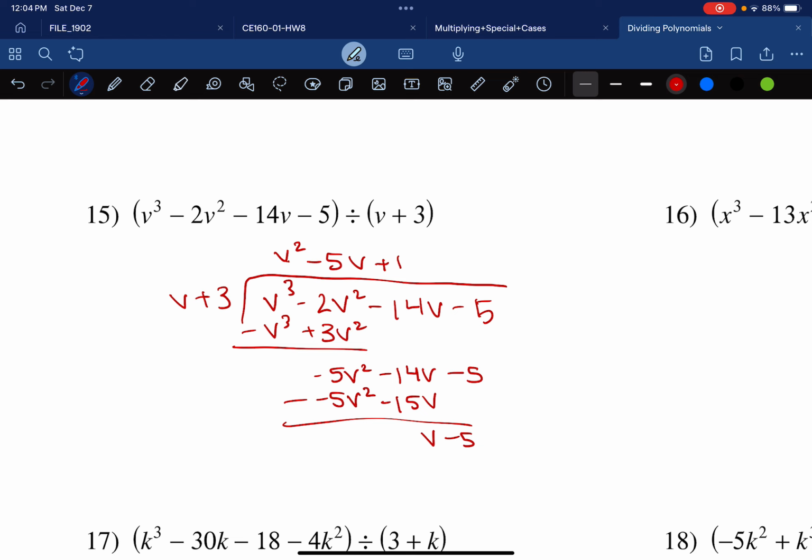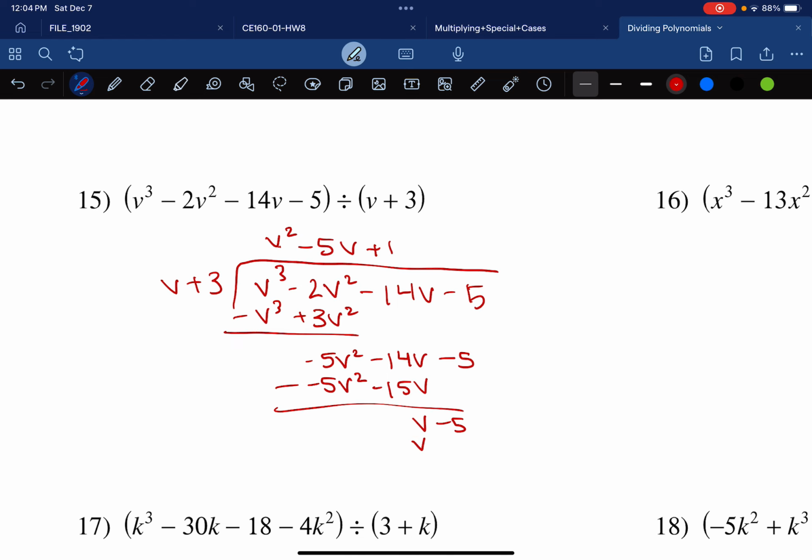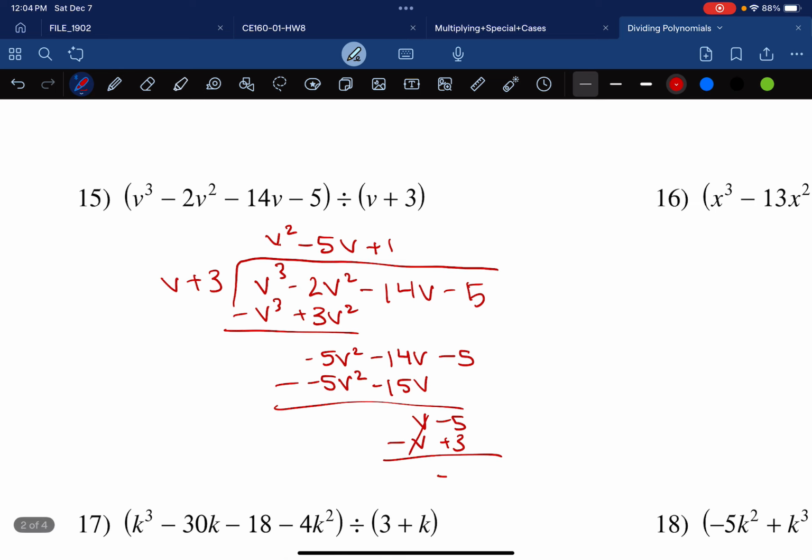Plus 1 is going to give us our 1 times v is v. 1 times 3 is positive 3. When we subtract those, they cancel out, and we get negative 8. So we're going to have negative 8 over v plus 3.